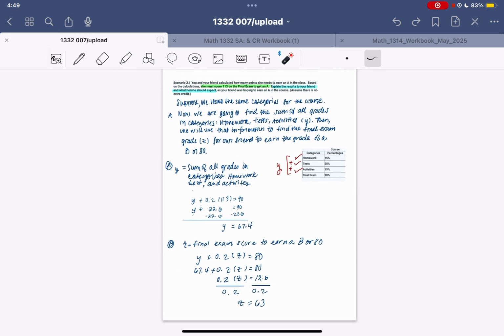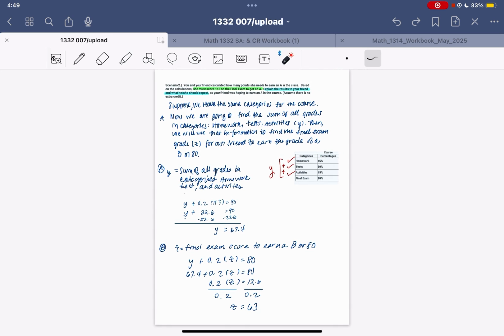This is the final exam score that our friend needs to make in order to make a B in the course.